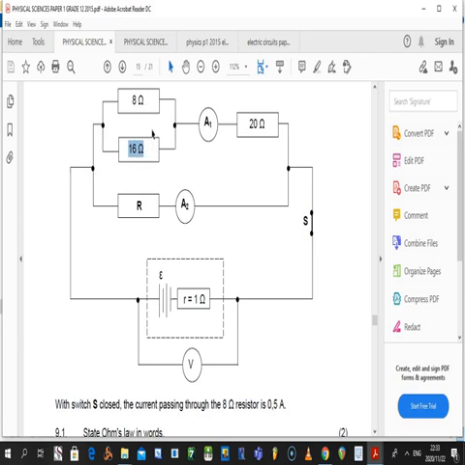And now we'll have the current passing through there and the current passing through there. And then we just add them together, because the total current here is the total current in this section since they're in series together. And that will be the exact current that is determined by this ammeter.